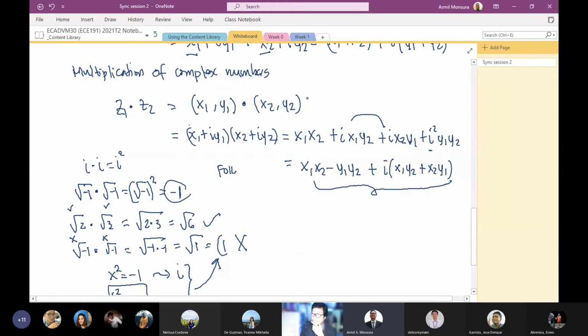That is why we can actually write in ordered pair form the product as x1 x2 minus y1 y2, and then x1 y2 plus x2 y1. Okay? Is that clear?